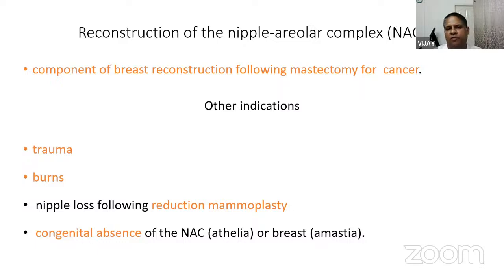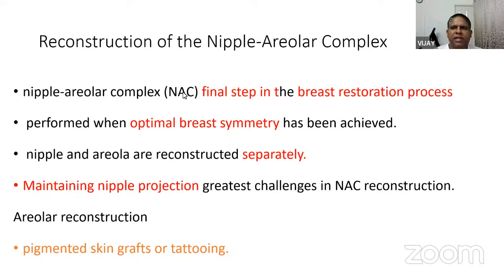Then we resect some amount of breast. So while raising it as a flap, the nipple areolar complex can be destroyed. That is also an indication for reconstruction of the NAC. And of course, the congenital absence of the breast, amastia, or athelia. Like I previously said, NAC reconstruction is the final step in breast restoration. It is usually performed only after optimal breast symmetry is obtained. Nipple and areola are reconstructed separately. Maintaining nipple projection is the greatest challenge in NAC reconstruction. The areola is usually reconstructed with pigmented skin grafts or even tattoos.